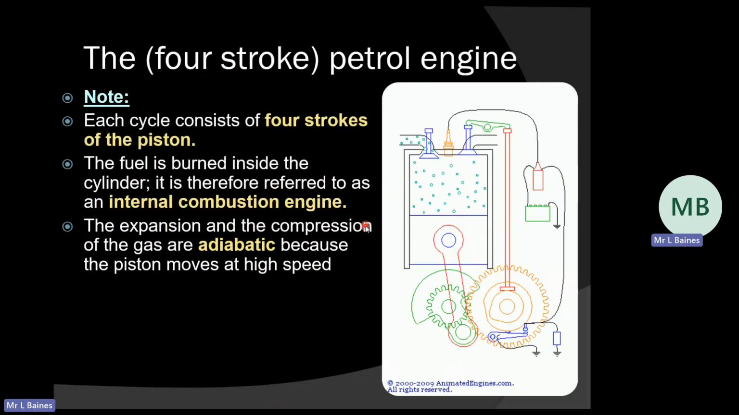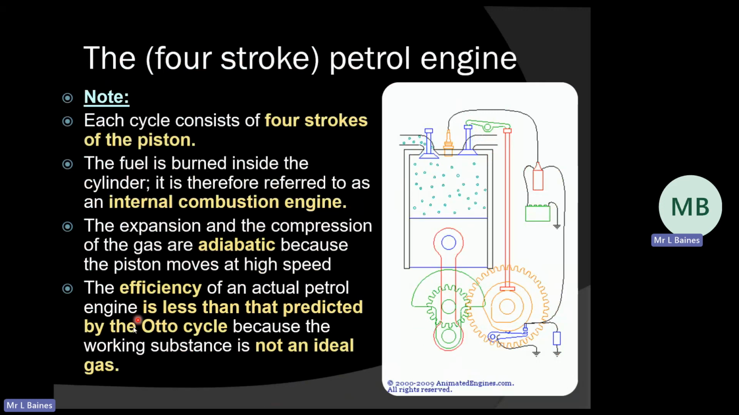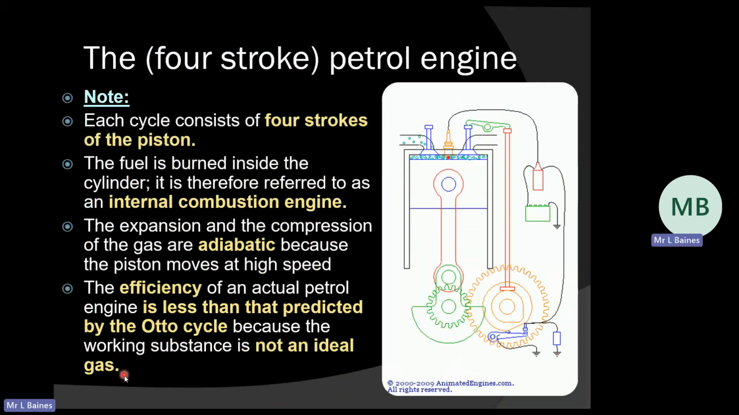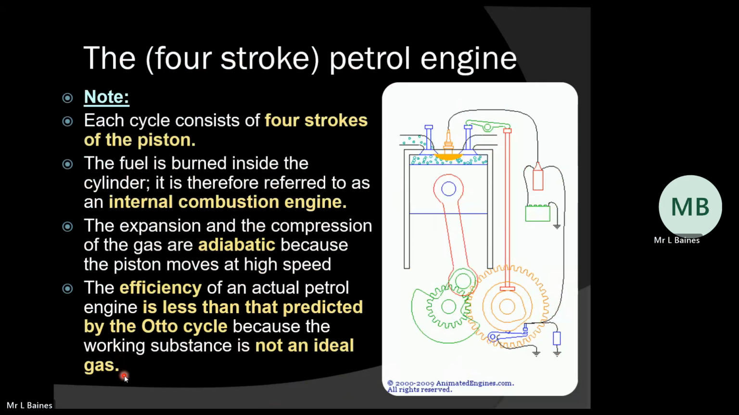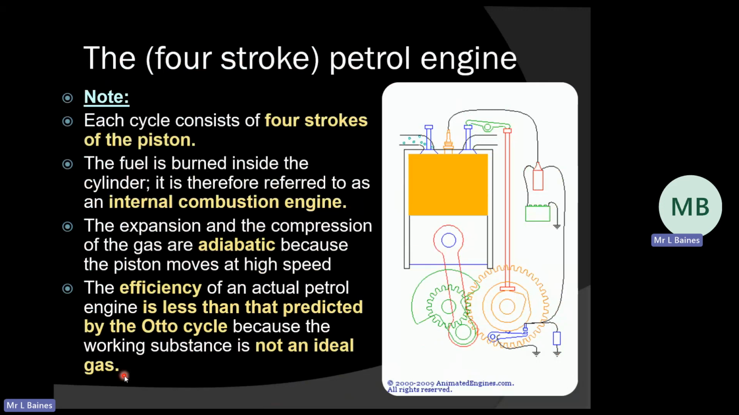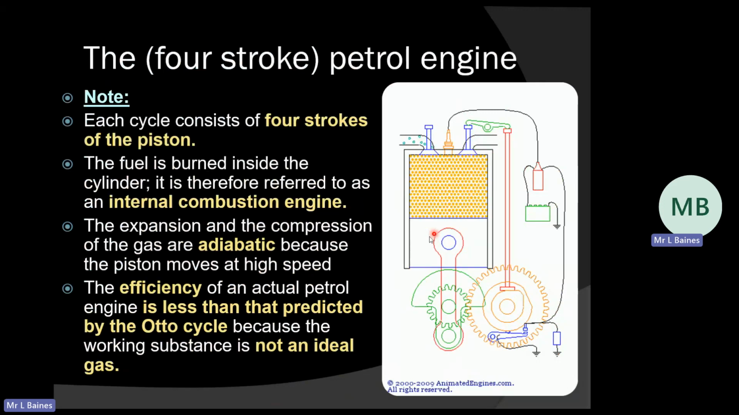If we look at the reality, an actual petrol engine is far less efficient than the Otto cycle. All right, and there's a few reasons for this. We're going to look at it in a minute. Because the working substance, number one, isn't an ideal gas. We don't have that assumption that the molecules aren't interacting with each other, unlike an ideal gas. So we assumed with an ideal gas that they don't interact. In fact, they do. They exert potential energy or pressure on each other. So we obviously get a little bit less efficiency than our perfect diagram.